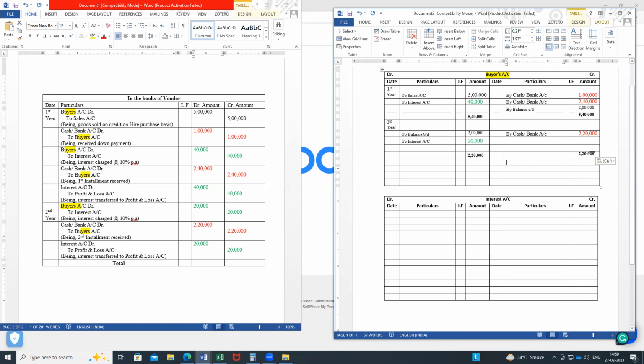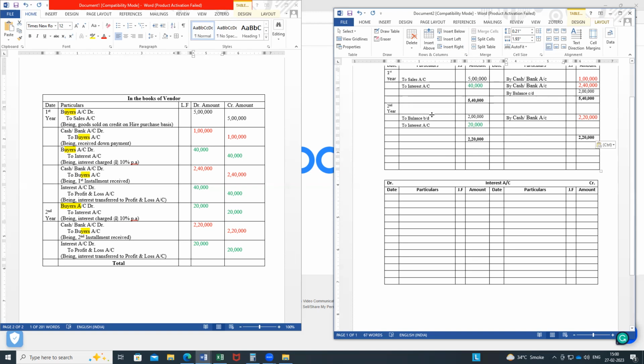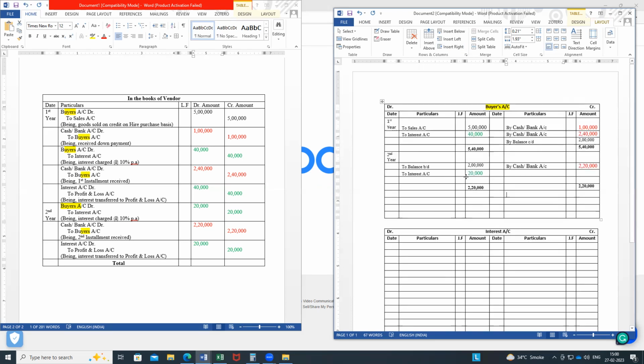So that is how it is. Suppose this was a 3 years or 4 years entry, again a balance would come, then we would close it down, then next year we would bring it down, and whichever entries are related with the buyer, we would have posted only those entries. Whether it is for 3 years, 4 years, 5 years, this is how it works out. So the same three entries would be passed again and again. That's it. I hope it is clear.